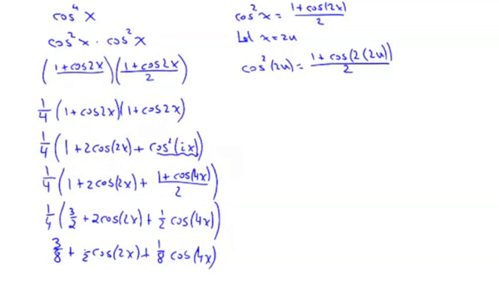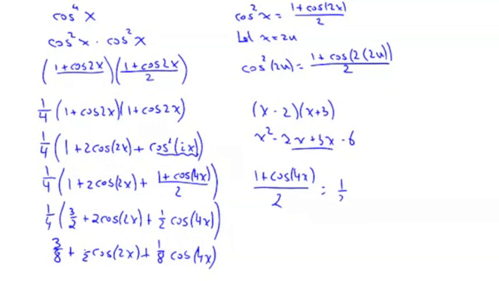If you have x minus 2 times x plus 3, what do you get out of it? x squared minus 2x plus 3x minus 6. Do you just leave them sitting there? No, you add them together because they're like terms. 1 plus cosine of 4x divided by 2 is the same thing as 1/2 plus 1/2 cosine of 4x.